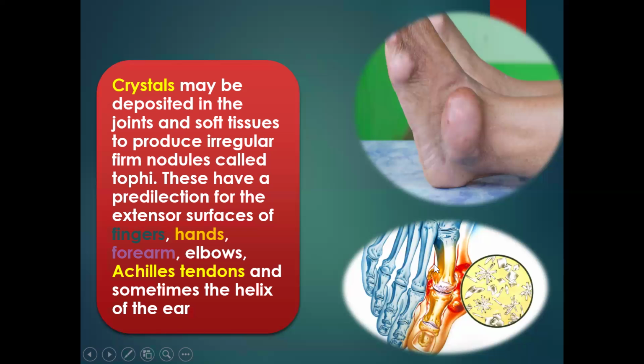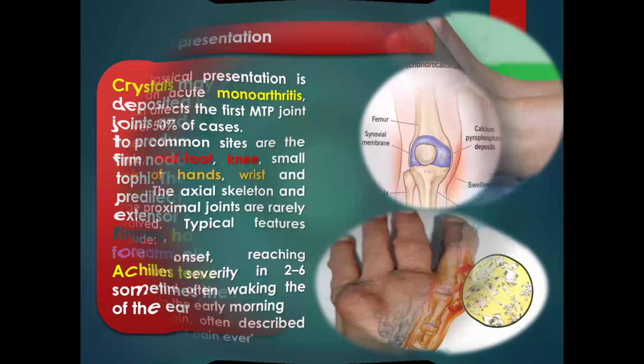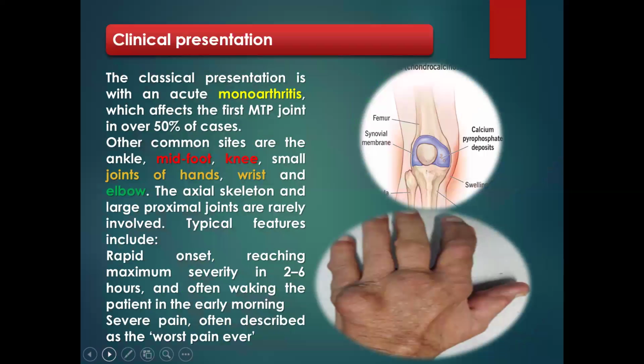Here is a deposit in the big toe. This person cannot walk because this will definitely destroy the joint movement here. Clinical presentation. Now let's look at the clinical presentation. If you look at this patient's hand, you see the crystals being deposited here. That's why we say it can be found at the ear and the interphalangeal joints.